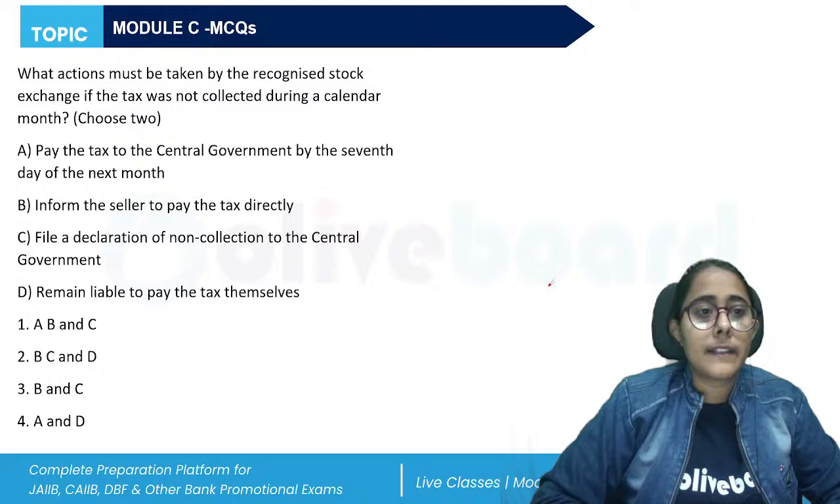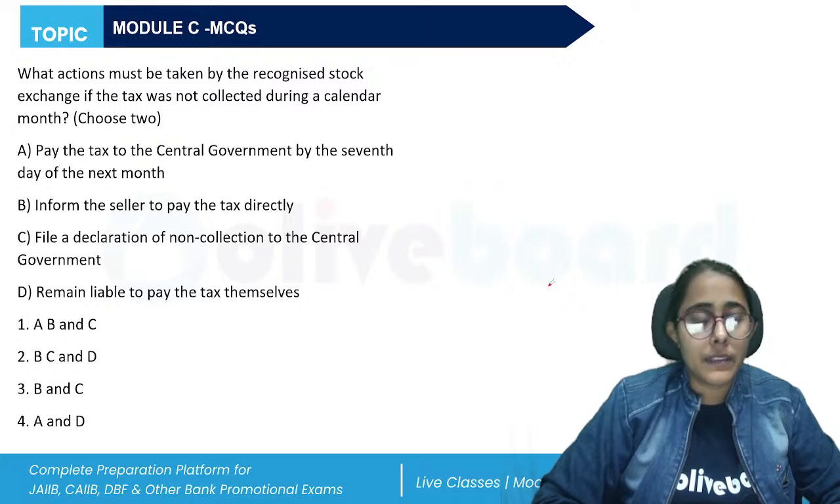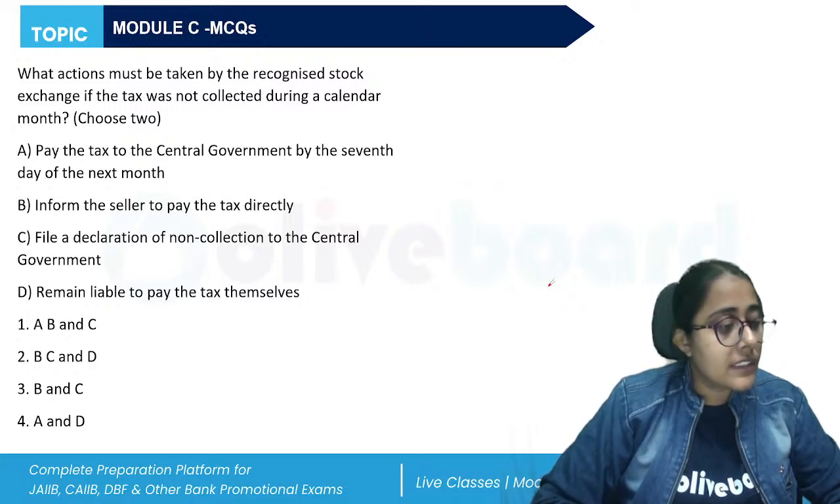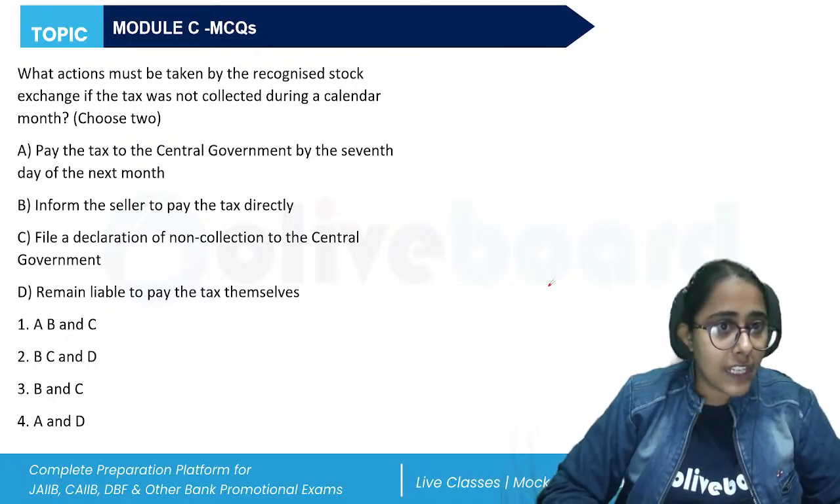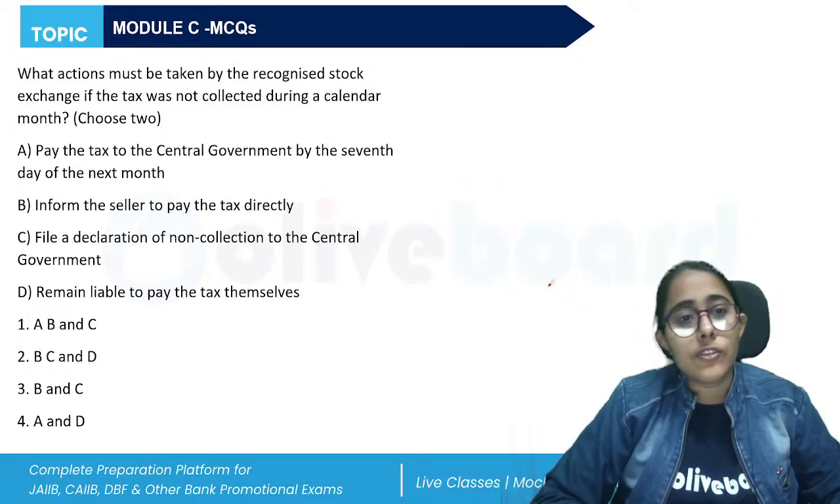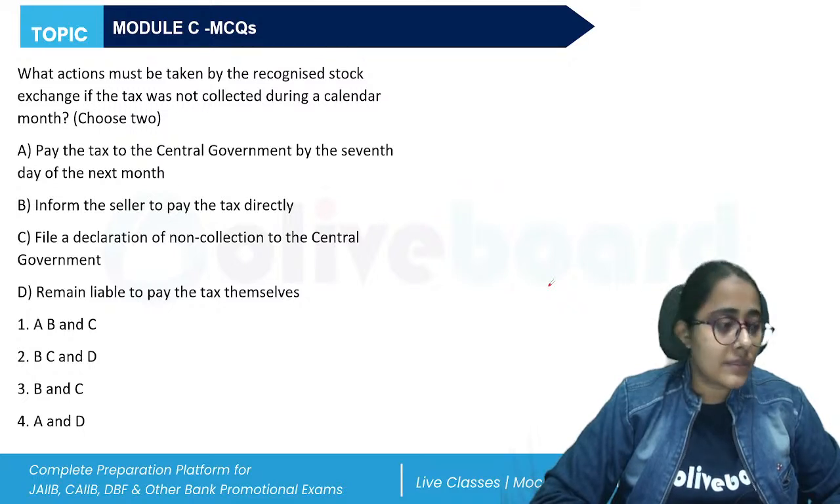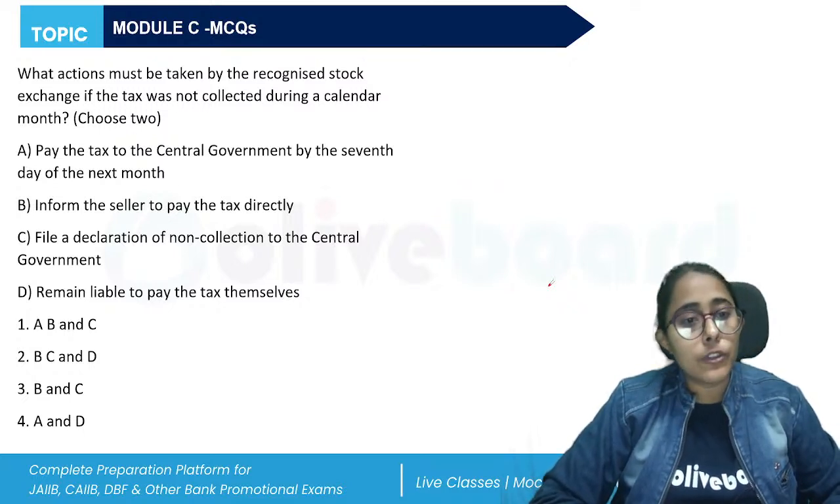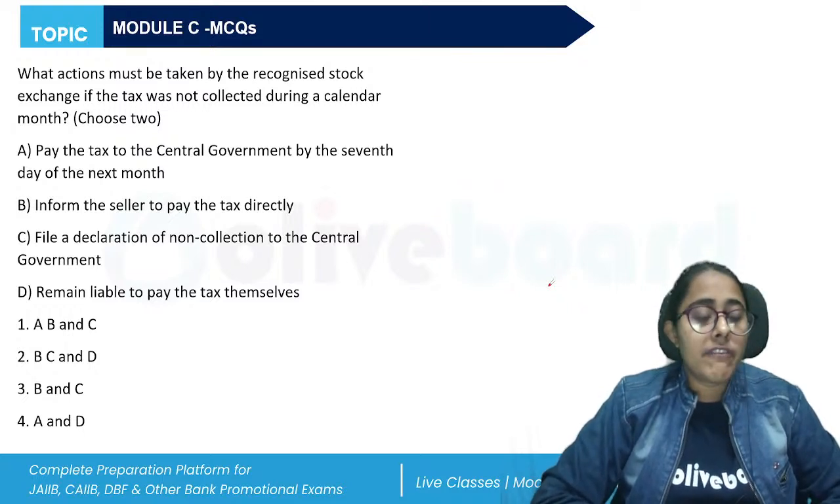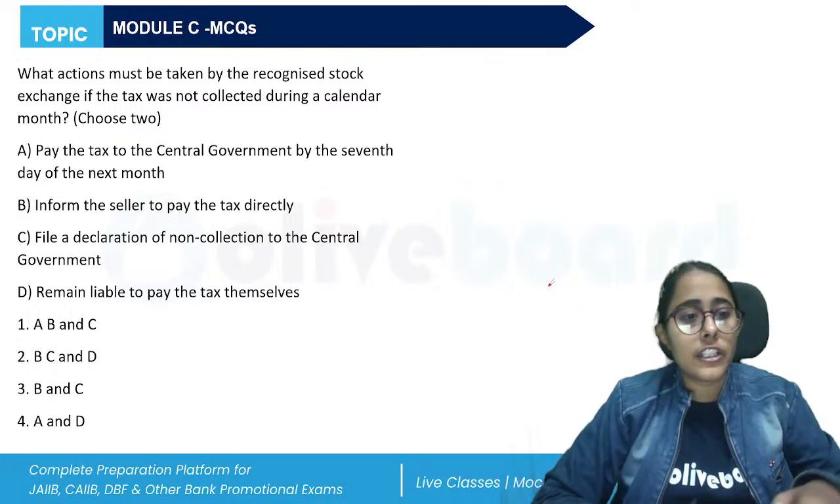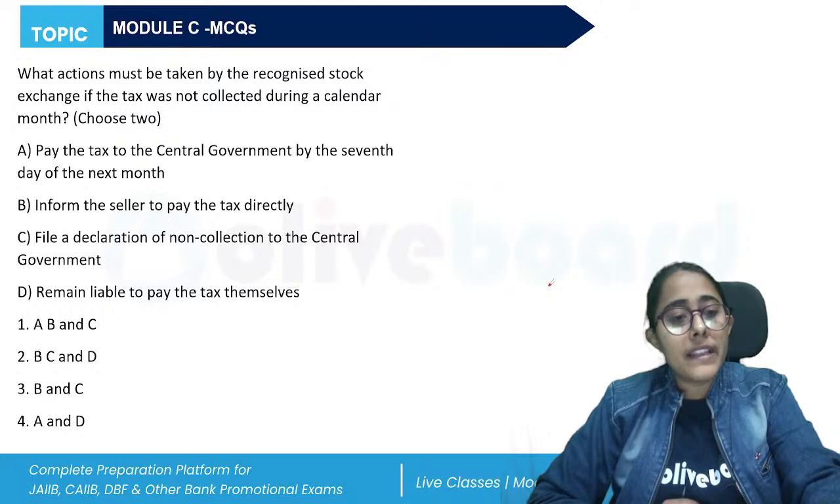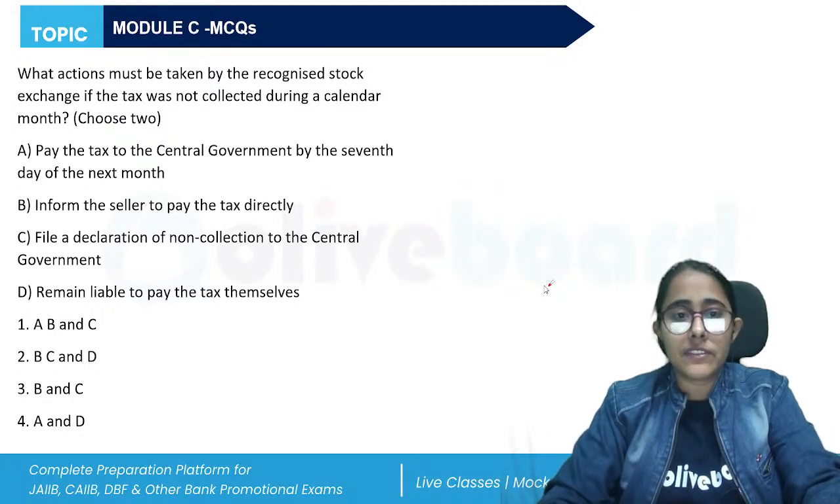What actions must be taken by the recognized stock exchange if the tax was not collected during the calendar month? So there are certain powers and certain responsibilities with the stock exchange in case the tax was not collected during the calendar month. Then they can pay the tax to the central government by the seventh day of the next month. They can inform the seller to pay the tax directly. They can file a declaration of non-collection to the central government, or they may remain liable to pay the tax themselves.